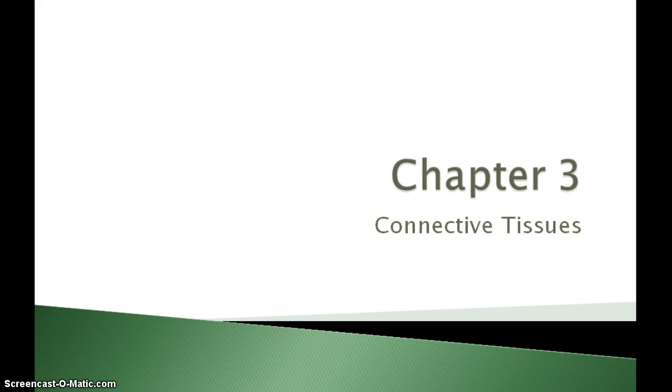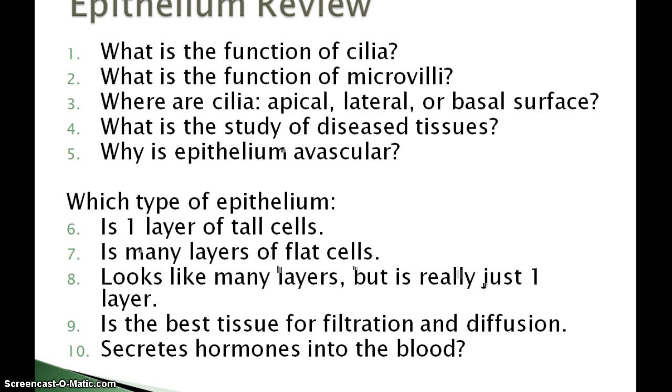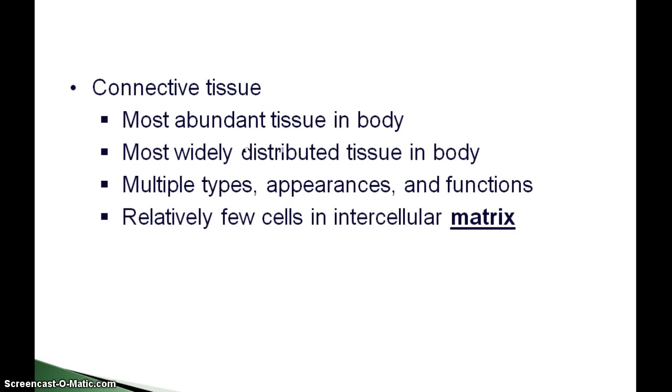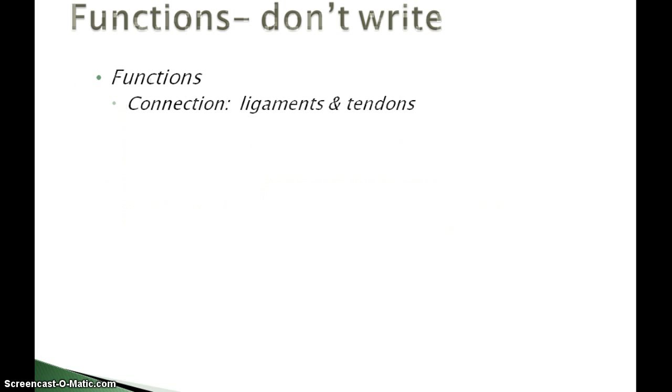So here we are, Chapter 3, Connective Tissues. We did a little review on epithelium in class last week. And then we talked about the basic overview of connective tissue and how it's very common. It's very different, unlike epithelial tissue where it's always found lining something. This is found all over the body. It's very, very different stuff. But the main thing to know is about the matrix. That's the most important thing.